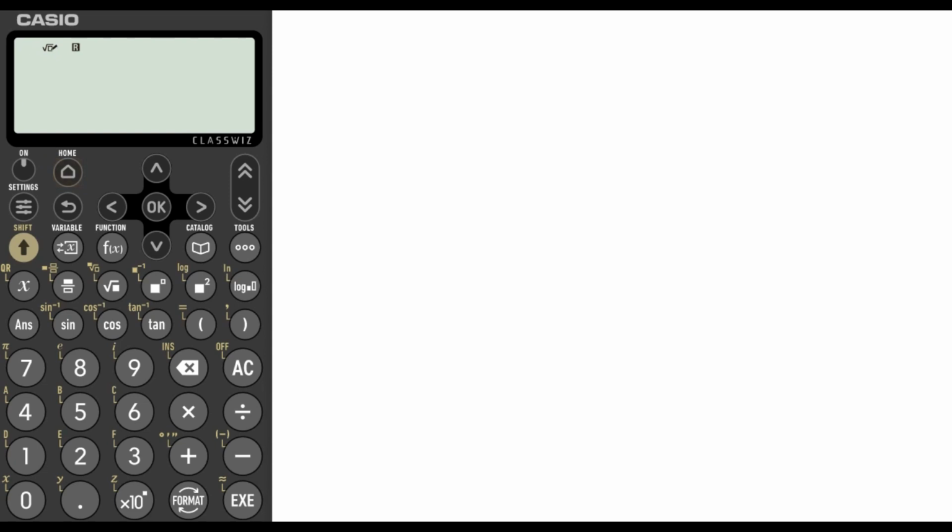Let's take a look at an example. Suppose we want to access the gold function inverse sine. You will notice inverse sine is above the sine button. So, to access inverse sine, we begin by pressing Shift, followed by the sine button. We have the inverse sine function.